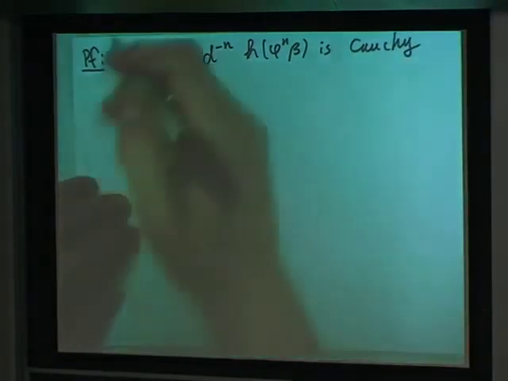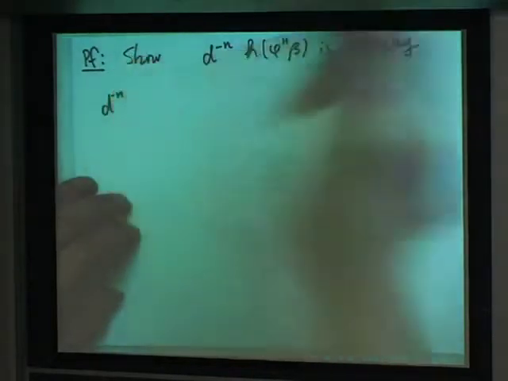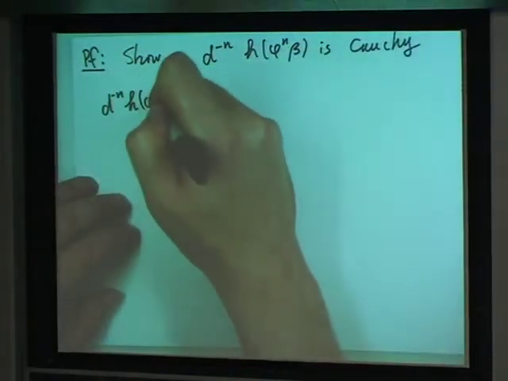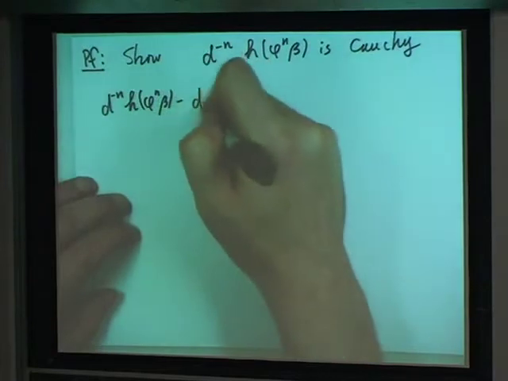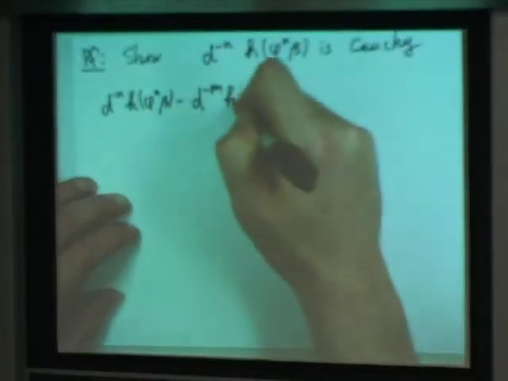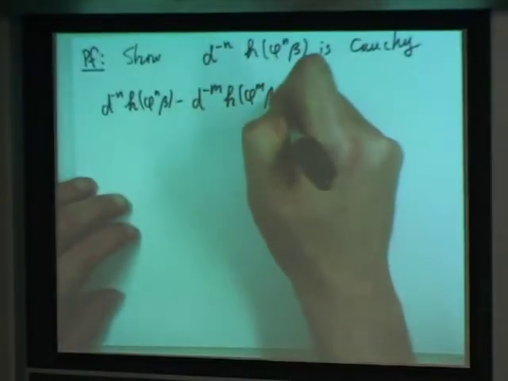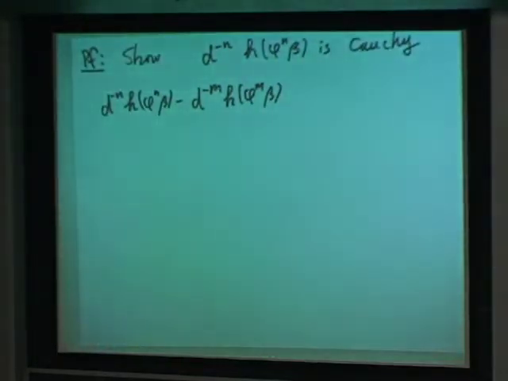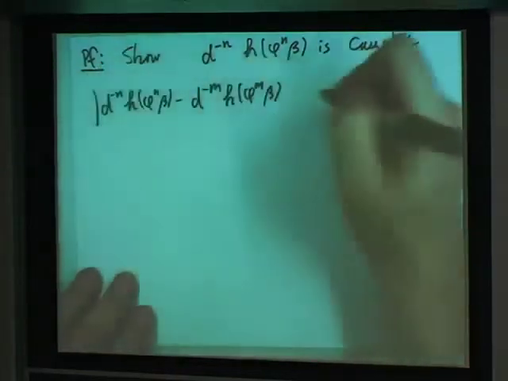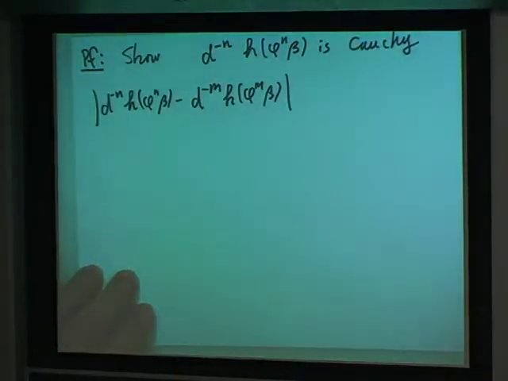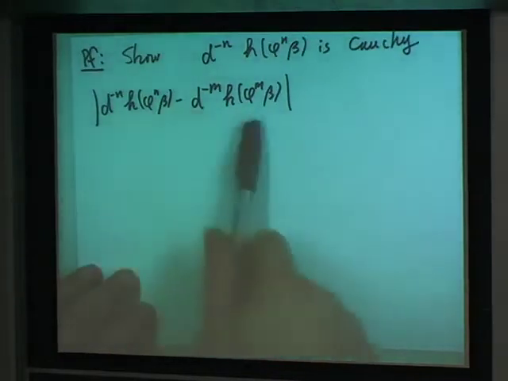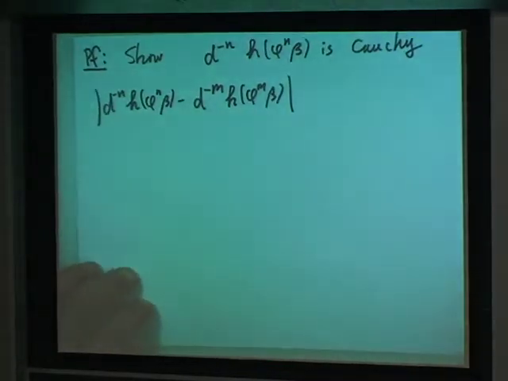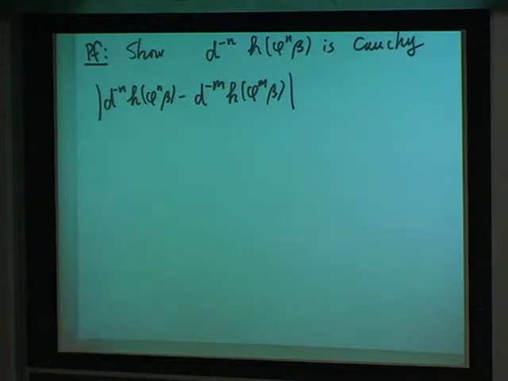All right, so we take d^(-n) times the height of phi^n(beta), and subtract off d^(-m), say, times the height of phi^m(beta). And we want to show that that difference goes to 0 as m and n both go to infinity, right? So let's take the absolute value of that. And the trick here is to write this as a telescoping sum.